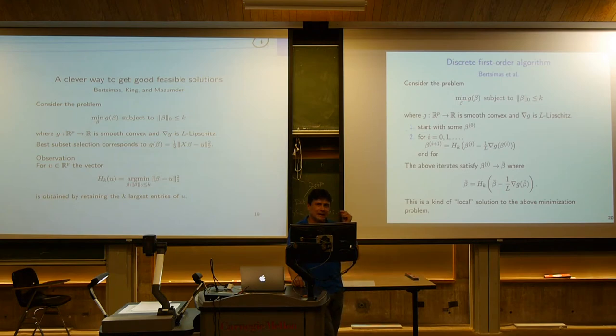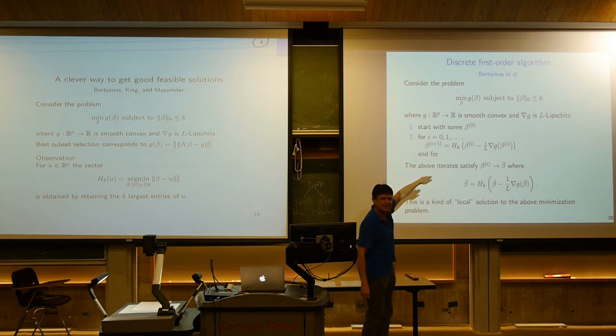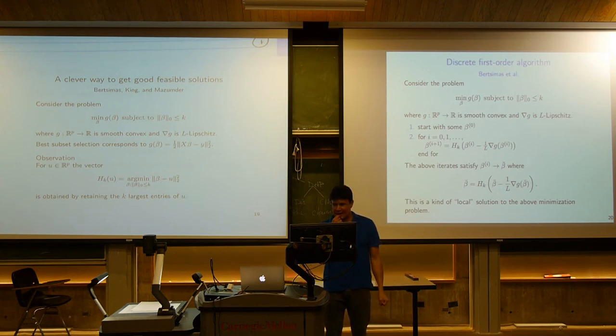Okay, it's not guaranteed to be the global solution. The original problem, in particular, includes the best subset as one particular case. So it's an NP-hard problem. It wouldn't be solvable with such a simple algorithm. But this produces good solutions. Okay? Good solutions.